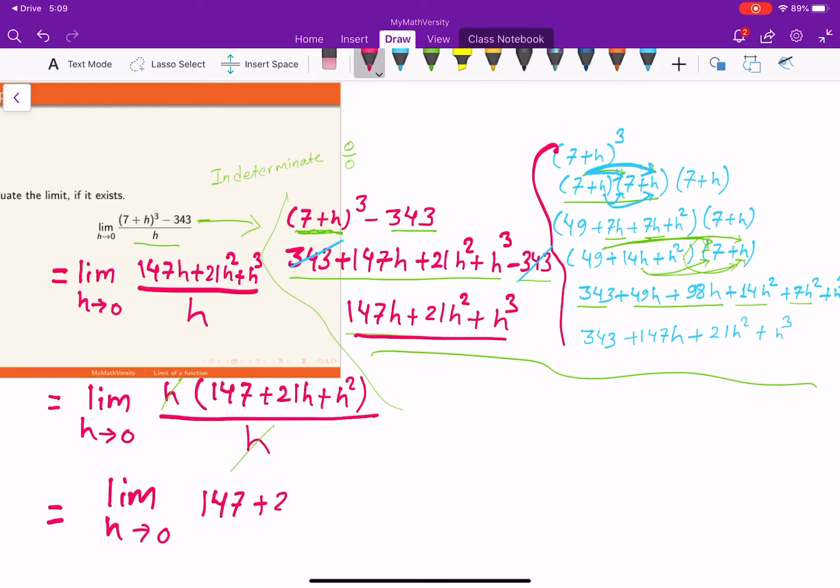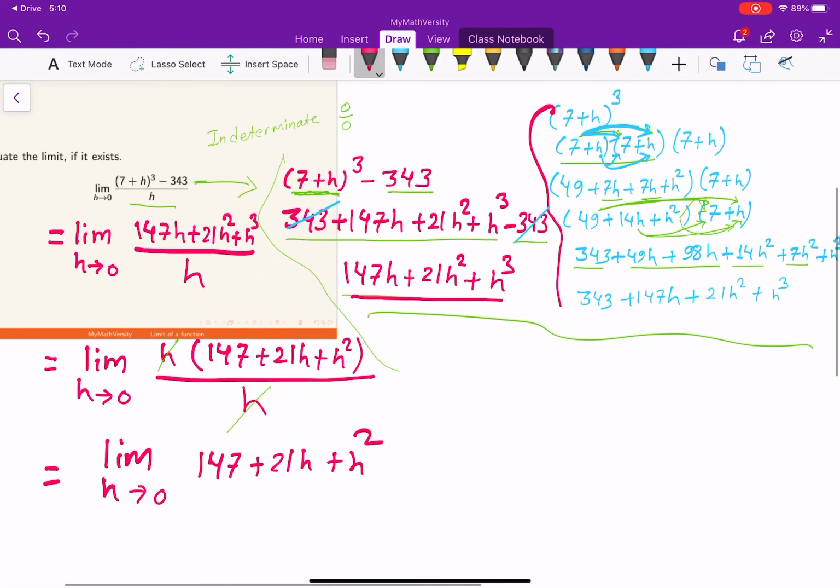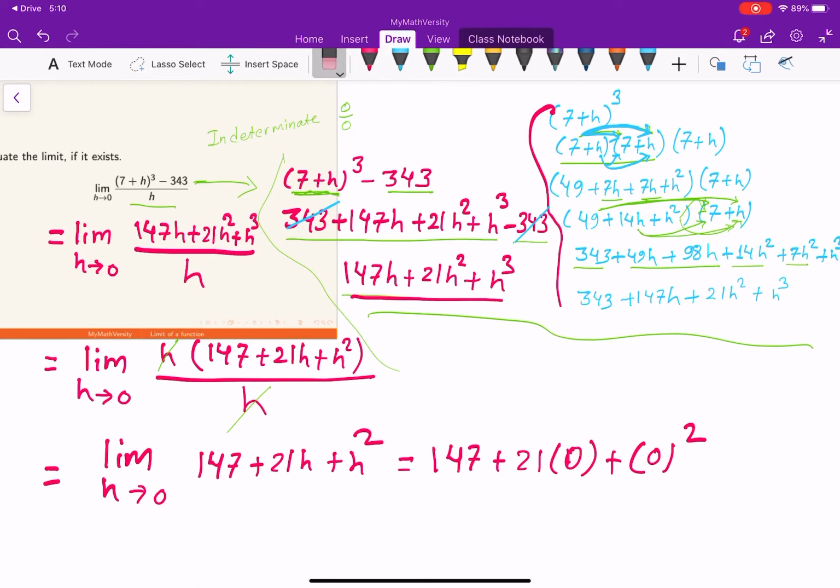Then I'll just have to evaluate the limit of 147 plus 21h plus h square. And this is just a polynomial function, right? Polynomial function, like a function of h. So I can use the direct substitution property, which is just replace h by 0. So in that case, this will be 147 plus 21 times, what was that? Replace h by 0. By using the direct substitution property, I can just write it down in this way, and this is just equal to 147.